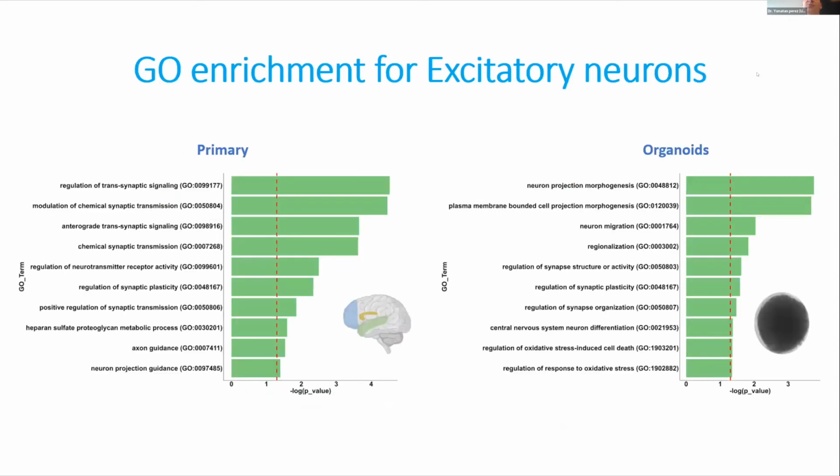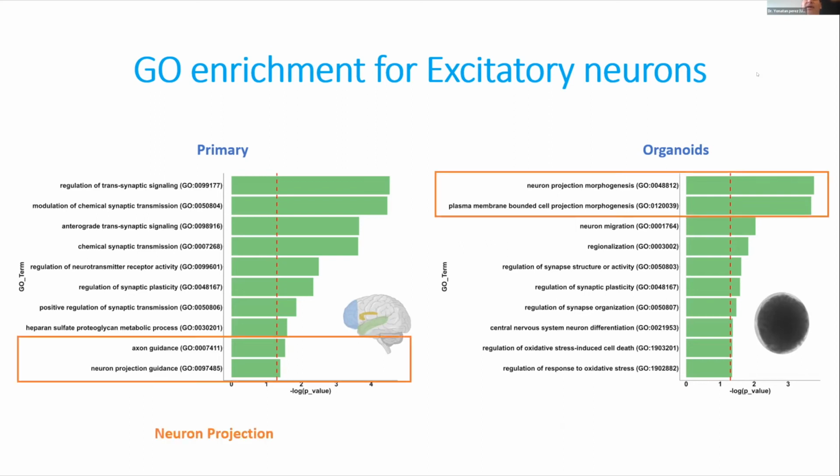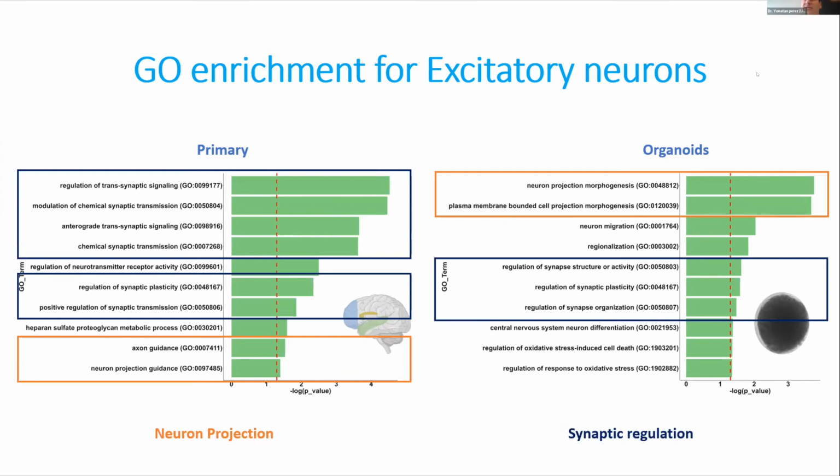So we then wanted to ask, what are these genes that are differentially expressed in excitatory neurons? Which biological processes are they involved in? We found that neuron projection associated terms as well as synaptic regulation associated terms were amongst the terms affected in both primary and organoid cells.